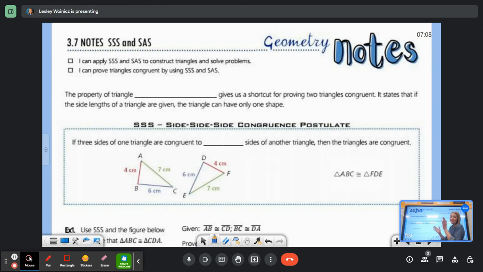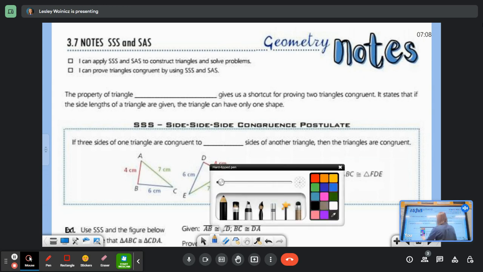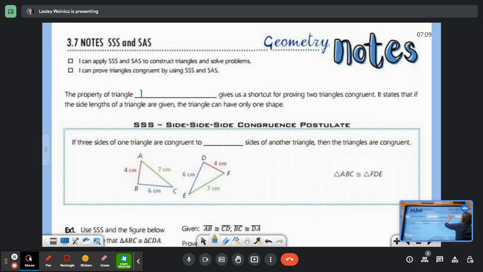All right, today we are going to finally talk about some shortcuts. Last time we proved triangles congruent, we had to get all three of the sides and all three of the angles congruent to each other to show that the pair of triangles was congruent. Today we're going to talk about two shortcuts, SSS and SAS. We're going to apply those to solve problems, and we're going to use them to prove triangles congruent. So the reason this works is a special property of triangles, which is triangle rigidity.